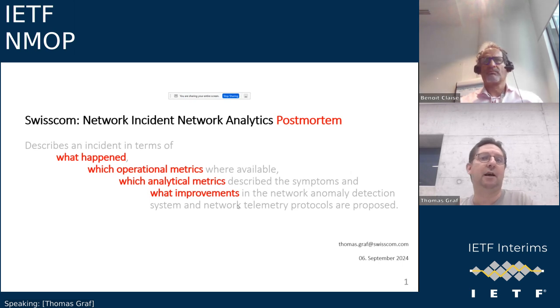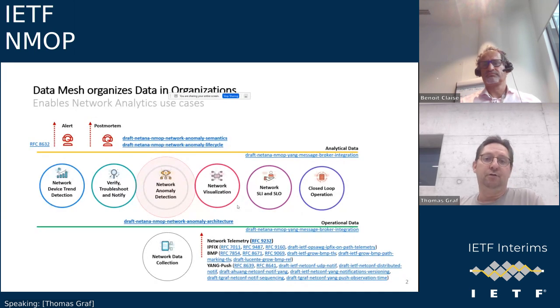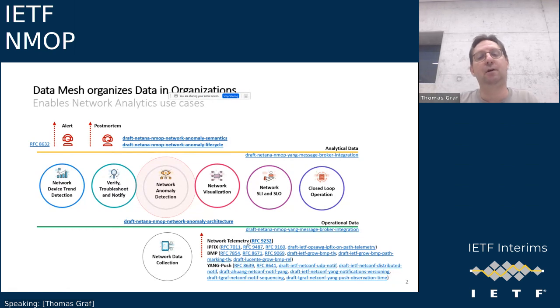And this is a regular exercise we are doing within Swisscom, but also among other operators and vendors, because at the end we want to improve and learn from each other. Just to describe at a high level, the focus is on anomaly detection. We are looking at the network holistically. So the network telemetry framework describes how we are organizing the metrics from the network. We are collecting IPFIX, BMP, and YANG Push metrics, and we are collecting those metrics through a real-time data collection and make those metrics available in a message broker, which is then consumed in real time by the anomaly detection system.